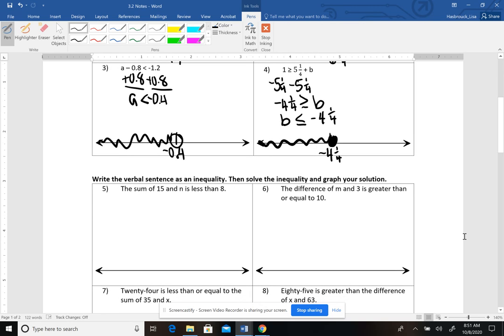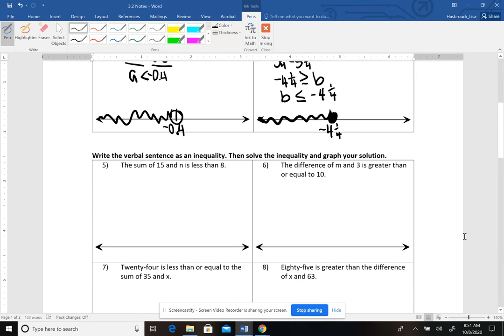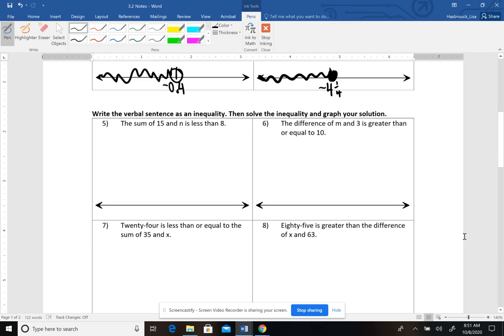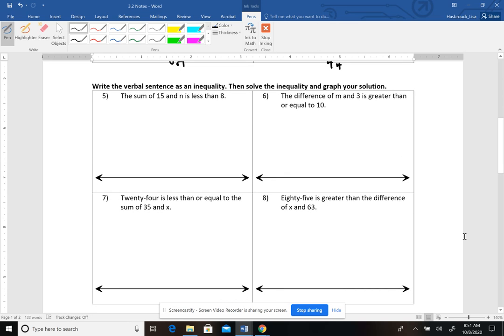In this next set of problems, they give us a verbal sentence that they want us to write as an inequality, and then we're going to solve the inequality and graph it. So we're taking a sentence and we're going to make a math problem from it.